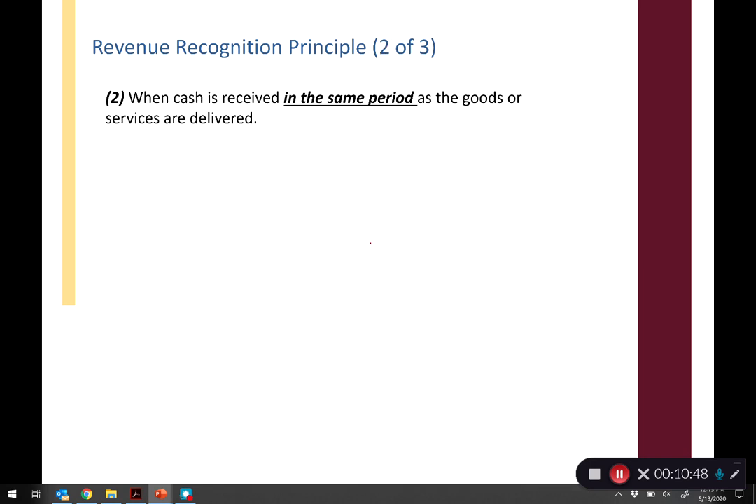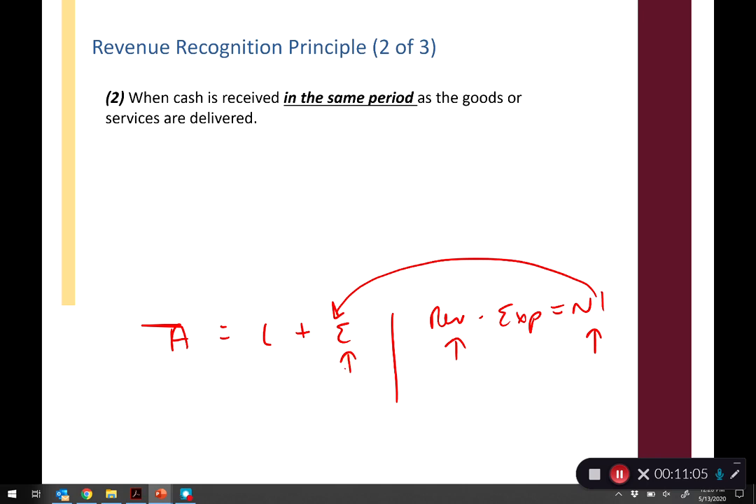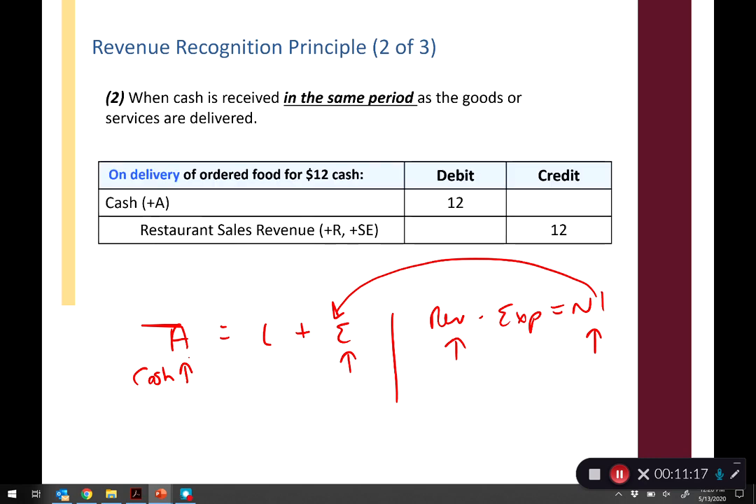So what happens when cash is received in the same period as the goods or services? Well, this is the easiest scenario. So we have A equals L plus E, revenue minus expense equals net income. If we provided the good or service, revenue goes up, which makes net income, and therefore equity, go up. And then if we get the money at the same time, our cash goes up. So again, our accounting equation works. We're up on both sides of the equation. And to convert it to debits and credits, cash goes up with a debit according to our conversion guide, and revenue goes up with a credit.